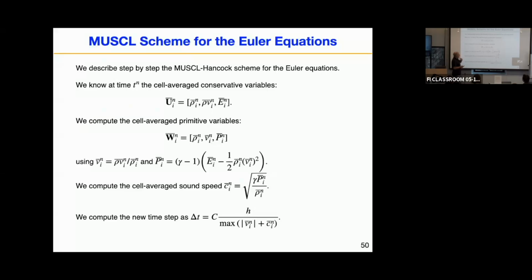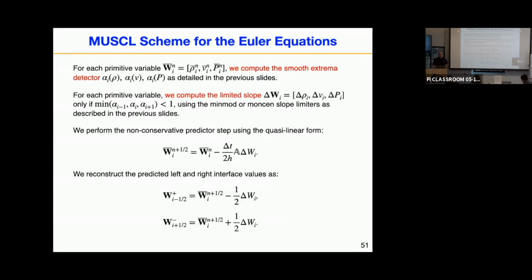So it starts very much exactly like the first order scheme. So you start with the conservative variable at times n, again, finite volume, average. You compute the primitive variable using the technique we did before. So, just to come back to the question we had before, in this case, that's how you do it, right? You compute the sound speed, you compute the time step. So far, exactly like the first order Godunov method.